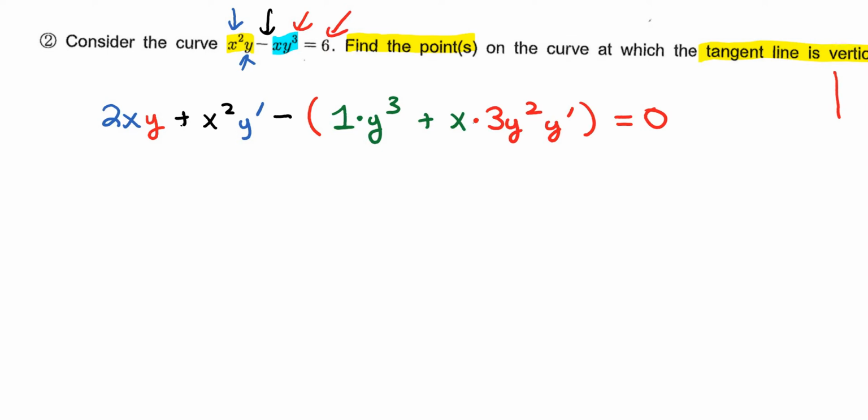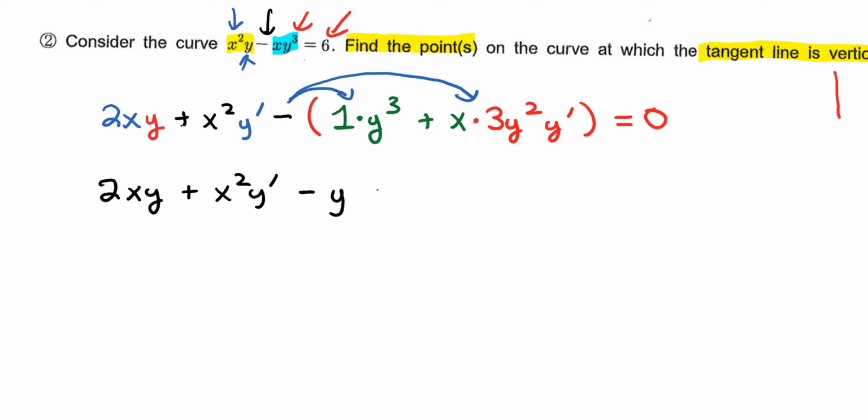Okay, so my next step is let's go ahead and distribute this minus sign into the brackets, and let's just clean up this line here. So this is going to be 2xy plus x squared y prime minus y cubed minus x times 3y squared y prime equals 0.